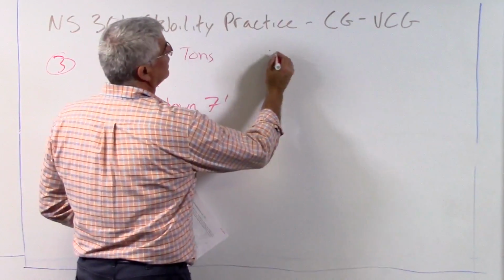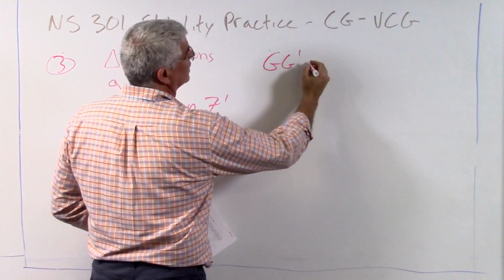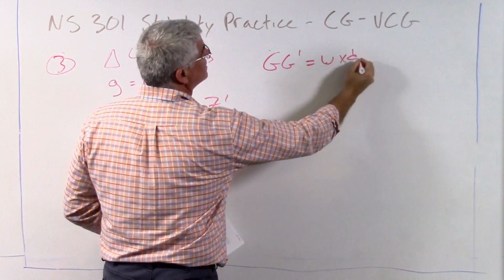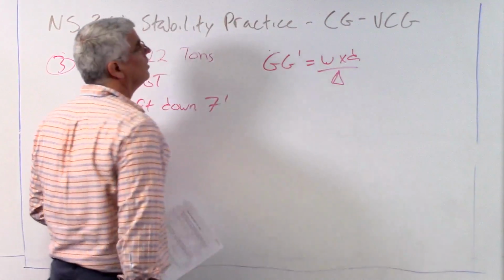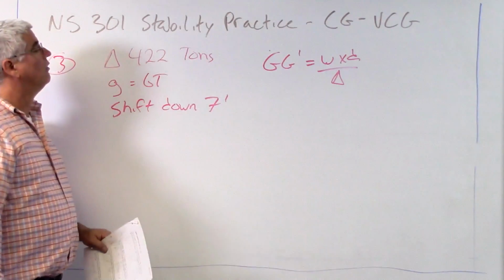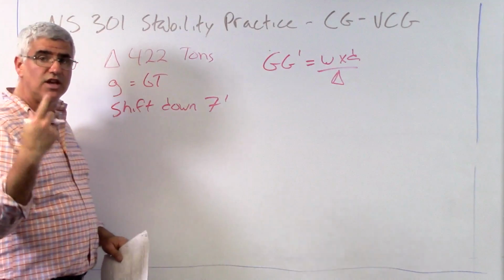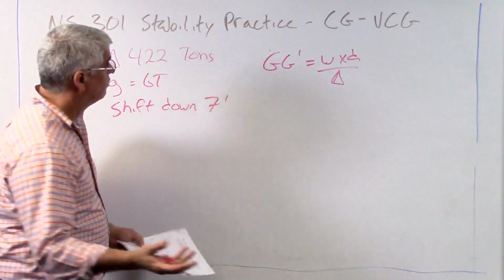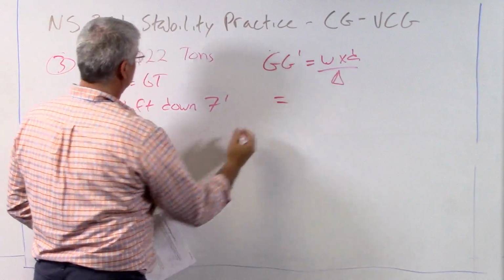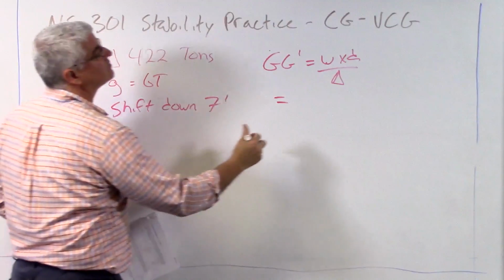Okay? So let's write the GG prime formula again. It's weight times distance divided by displacement. Well, what is the weight going to be? It's going to be the weight of the individual thing that we're moving. So, in this case, it's going to be 6 tons.